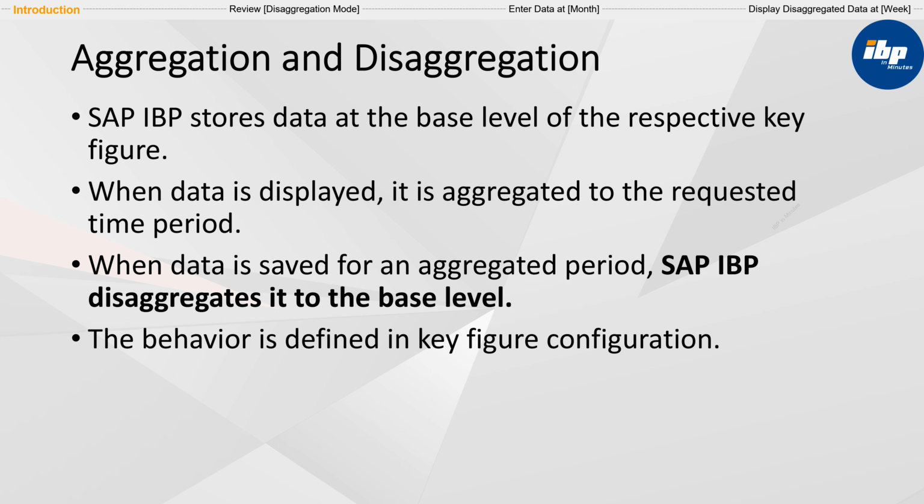First, review the core idea. SAP Integrated Business Planning stores key figure data at its configured base level. When data is displayed, SAP IBP aggregates it to the requested time period, and when data is saved for an aggregated period, SAP IBP disaggregates it back to the base level.